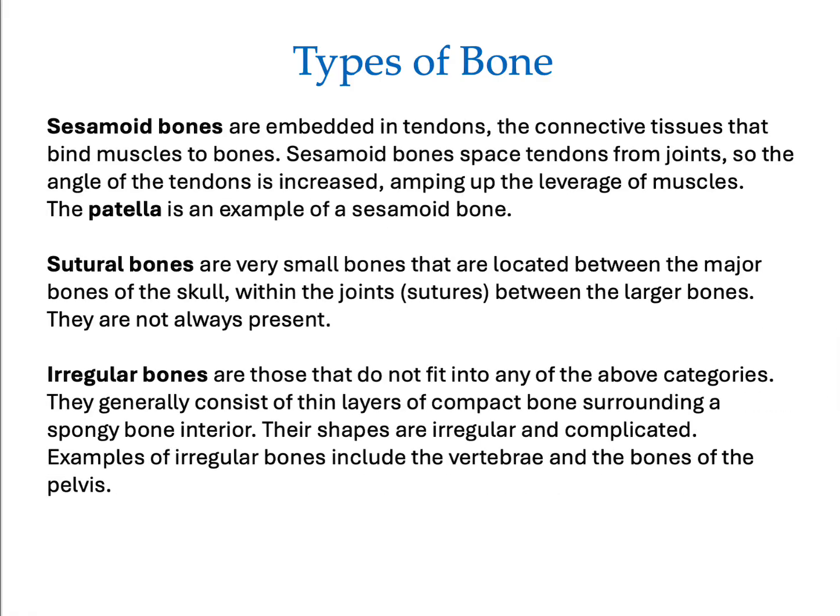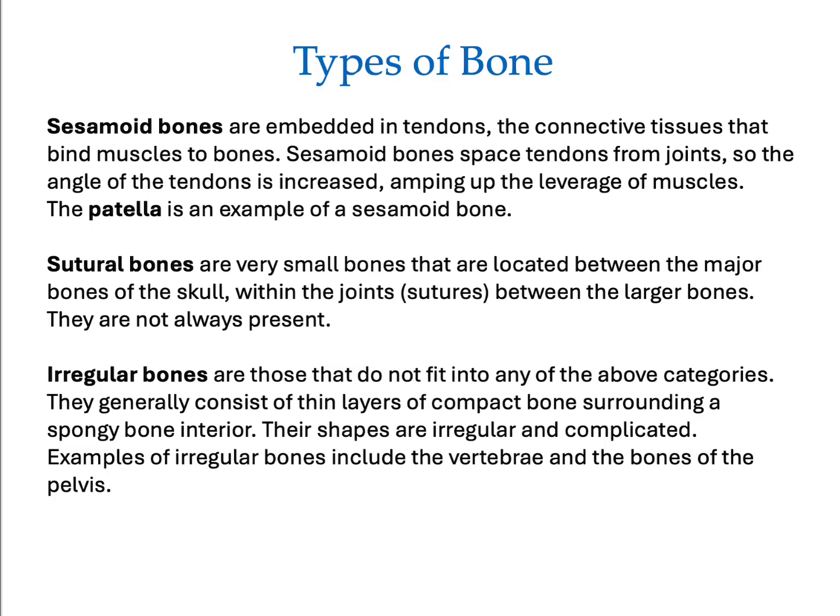Types of bones include sesamoid bones, which are embedded in tendons, which is the connective tissue that binds muscles to bones. Sesamoid bones space tendons from joints, so the angle of the tendons is increased, amping up the leverage of muscles. The patella is an example of a sesamoid bone. Sutural bones are very small bones that are located between the major bones of the skull, within the joints or sutures between the larger bones. They are not always present.